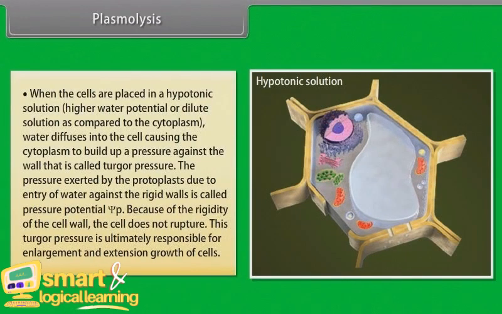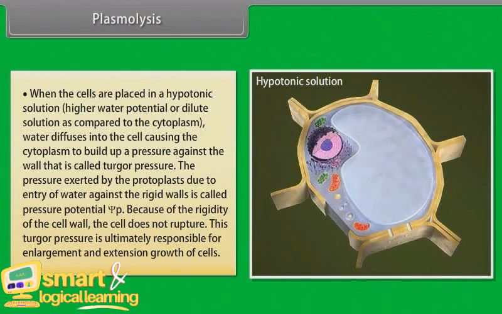When the cells are placed in a hypotonic solution, which means higher water potential or a dilute solution compared to the cytoplasm, water diffuses into the cell, causing the cytoplasm to build up a pressure against the wall that is called turgor pressure. The pressure exerted by the protoplasts due to entry of water against the rigid wall is called pressure potential. Because of the rigidity of the cell wall, the cell does not rupture. This turgor pressure is ultimately responsible for enlargement and extension growth of cells.